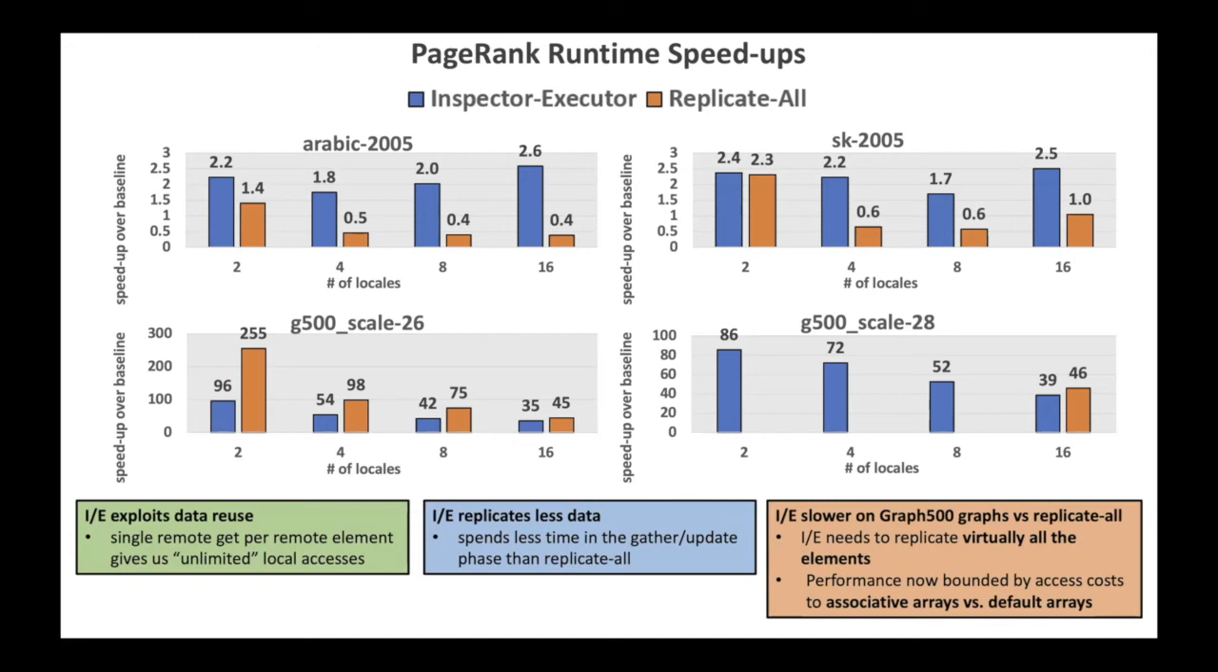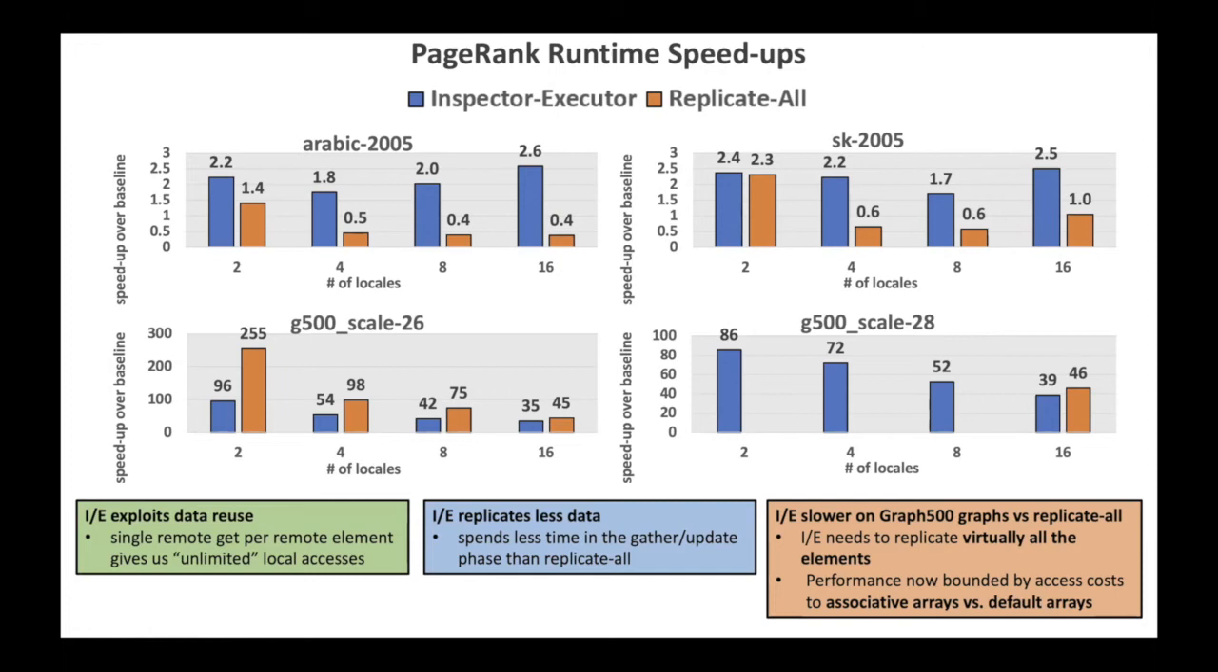So this is going back to that idea I mentioned where, regardless of how many times we need to access a remote element in the kernel, we only have to do one remote get, and then we get, quote unquote, unlimited local accesses. Another thing to mention is that because the inspector-executor replicates less data, we spend less time doing those gathers and updates before each kernel runs.